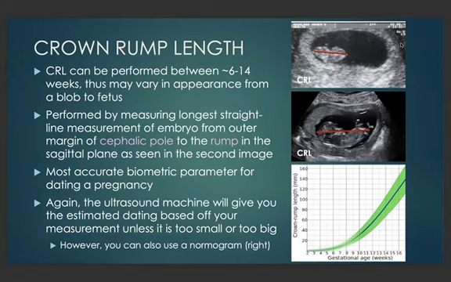So you take the outer margin of the head or the cephalic pole, and you go all the way to the rump or the booty in the sagittal plane. And once you get this measurement, the ultrasound machine will actually give you an estimated dating. So you don't really have to do much work.